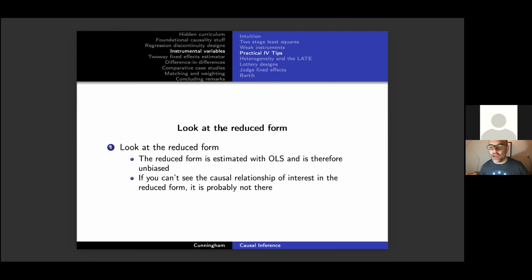Before we do this, this discussion right here, this practical IV tips, would it be okay if we took a 10-minute break real quick? I'll be right back. I'll be back at 20 minutes on the hour, so an 8-minute break. I'll be right back.